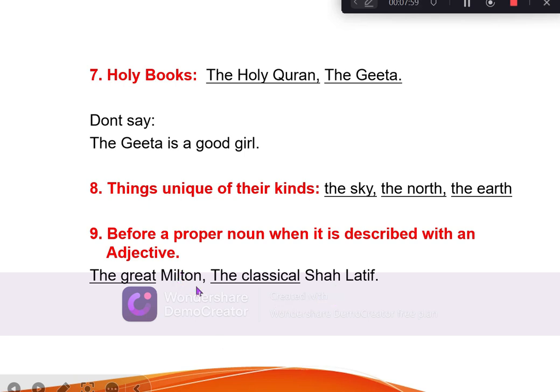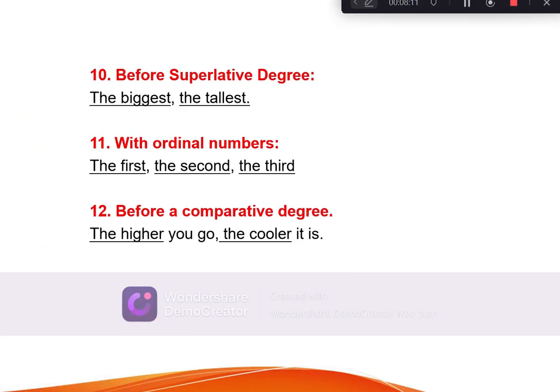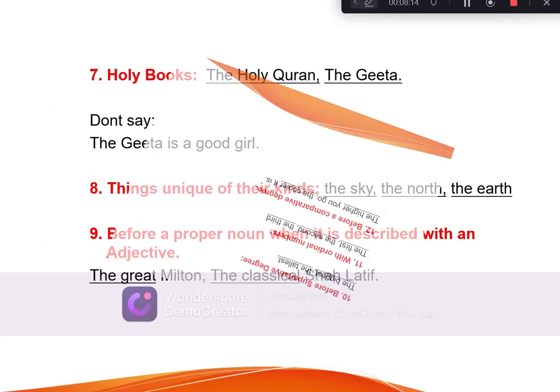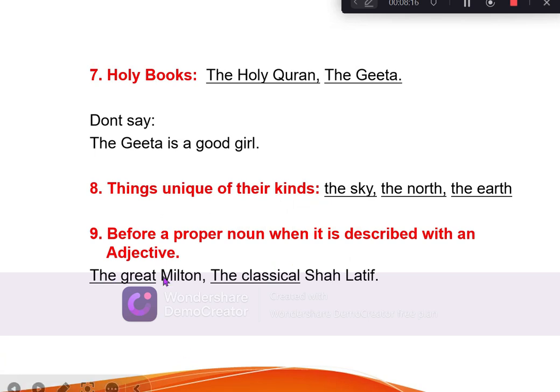But these names can be used with an adjective before them: the great Milton, the classical Shah Latif. So we have used the article with these adjectives, not with these nouns. We have used the classical and the great Milton.